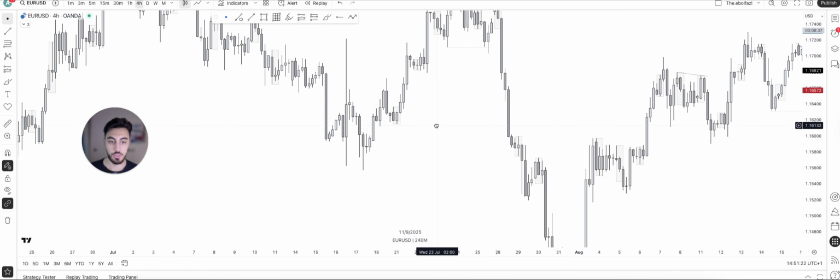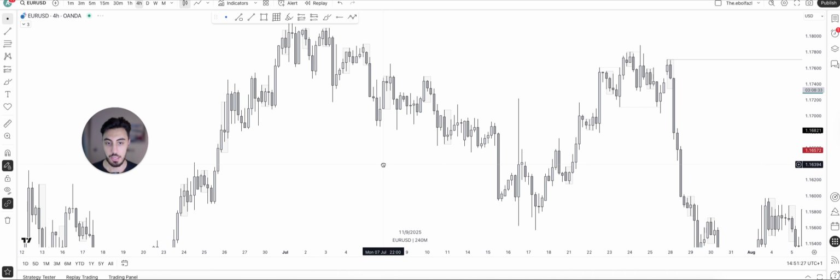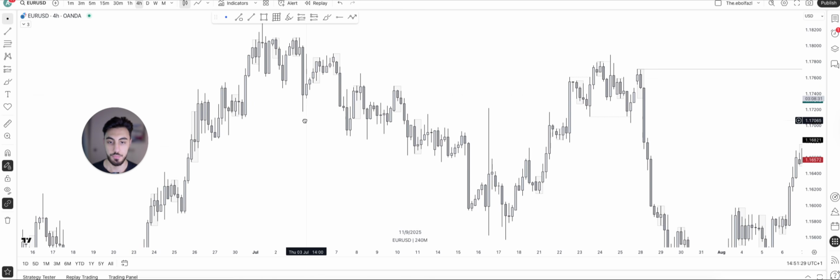Now, let's look at, again, equal high in the trend line liquidity for sure.